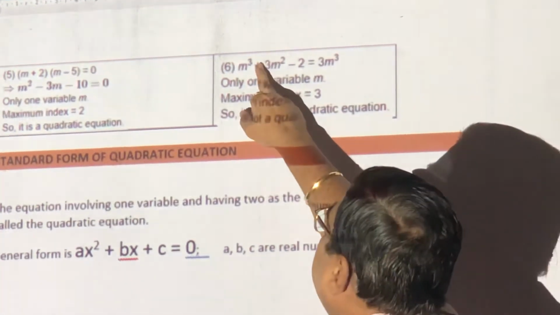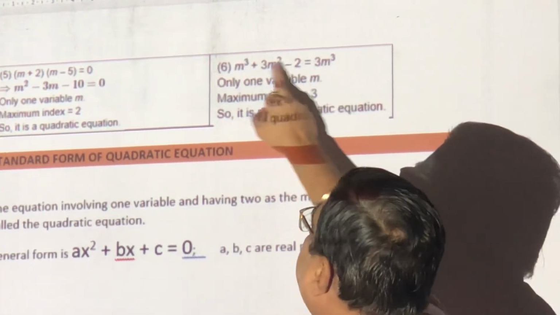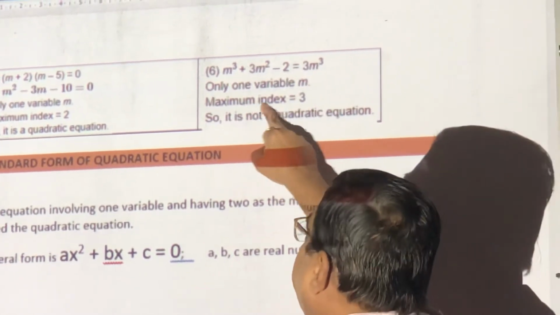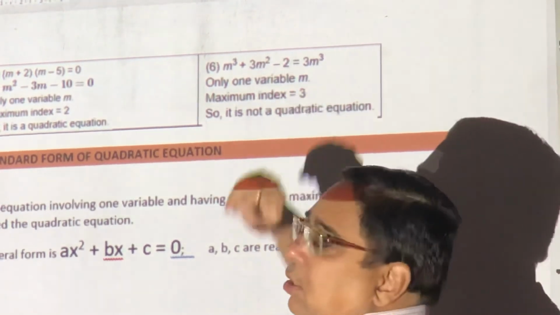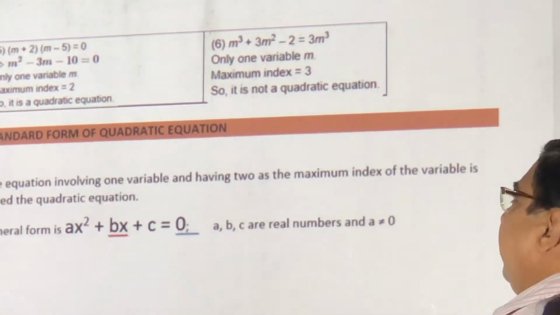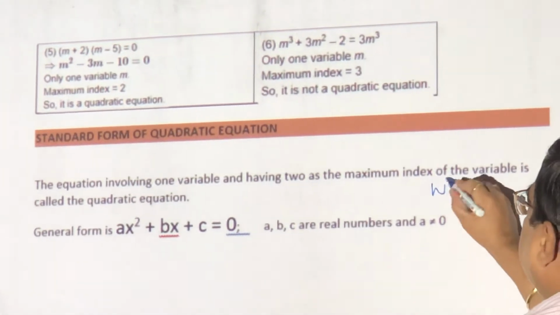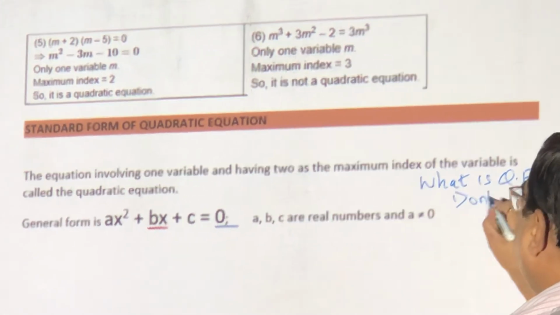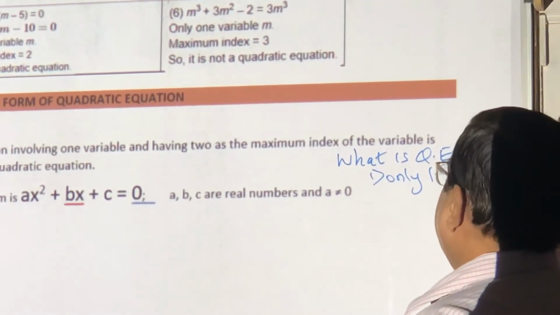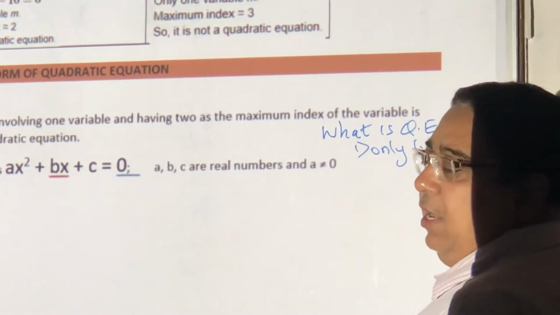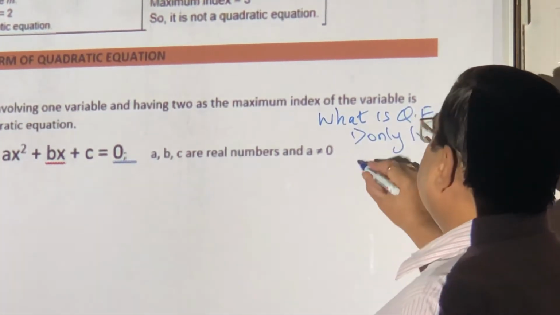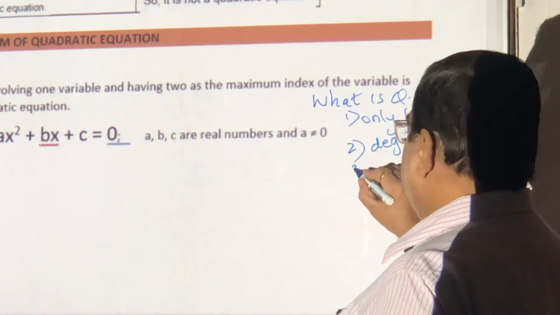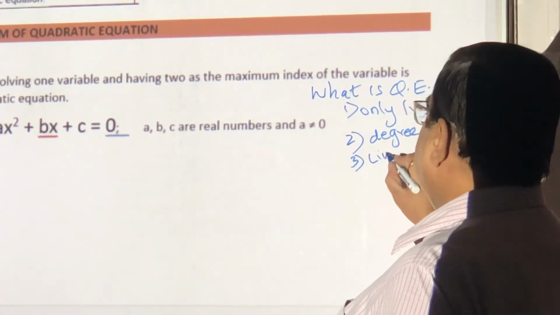Here already I can see cube. And when I subtract, I will get 2m cube still left. So although there is only m, the maximum power is 3, it is not a quadratic equation. So my friends, I remind you once again, what is a quadratic equation? Keep in mind, number 1. Only one variable, only x, only y, only m, only n, not any other. Second, degree is 2.